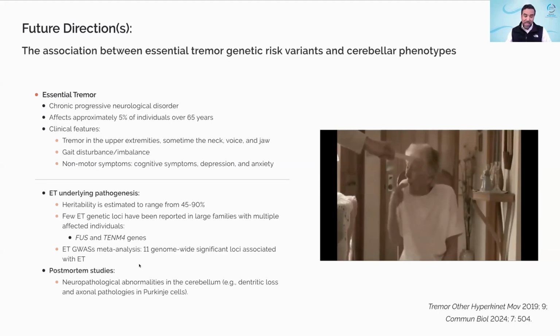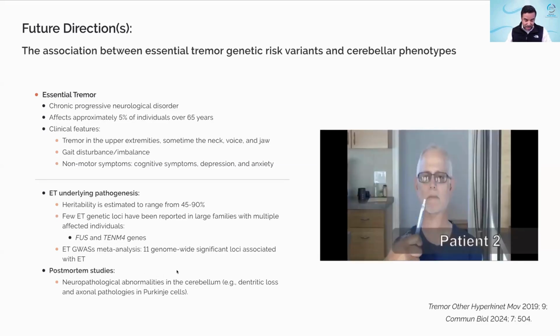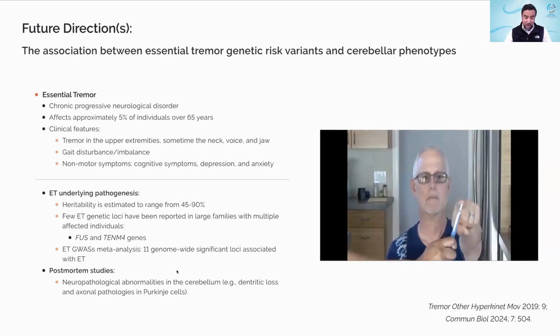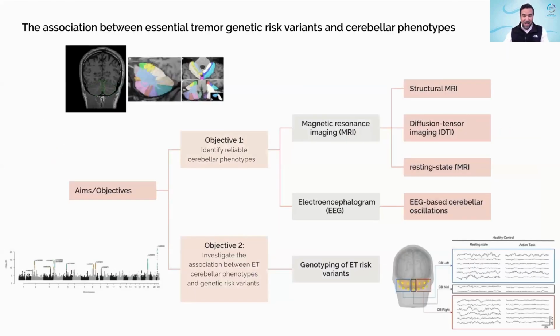And you may ask why cerebellar phenotype specifically. This is based on post-mortem studies that demonstrated neuropathological changes within the cerebellum, mostly affecting the Purkinje cells. So the study design, we're actively recruiting and analyzing the data. So the first objective is really to identify reliable cerebellar phenotype. We're applying a multimodal imaging method using MRI as well as EEG.